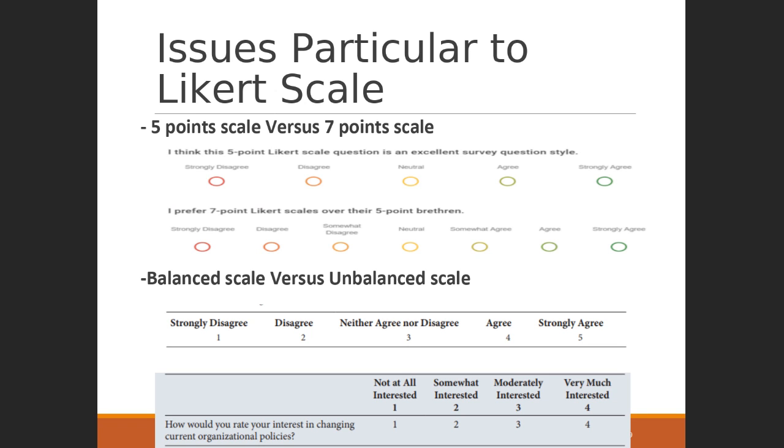Lastly, the most important issues when you are using the Likert scale. I'm focusing upon the Likert scale because the Likert scale is most often used in research. There are two important points you need to take into consideration while using the Likert scale. Either go for a 5-point scale or go for a 7-point scale. Either go for a balanced scale or go for an unbalanced scale. So let us discuss these points in detail.